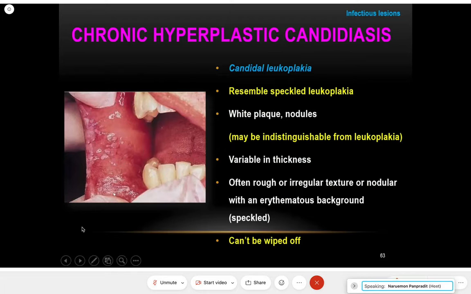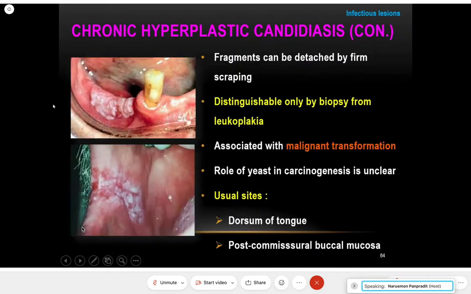When you try to scrape, it cannot be scraped off. It's not similar to the pseudomembranous type. So it's difficult to distinguish from leukoplakia. So how to diagnose? We need a biopsy. It shows a smooth or rough thick surface texture with an erythematous background. And this is another example of white plaque and red area. It looks like erythroleukoplakia, so it's difficult to distinguish.